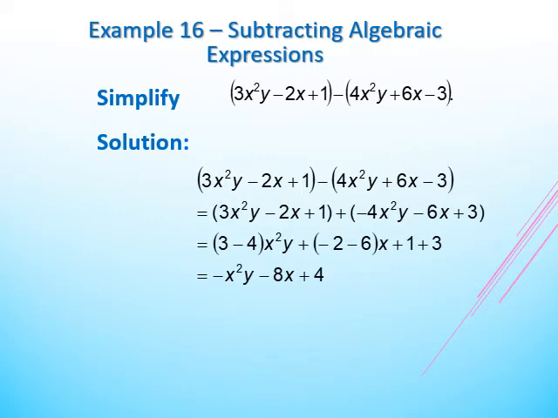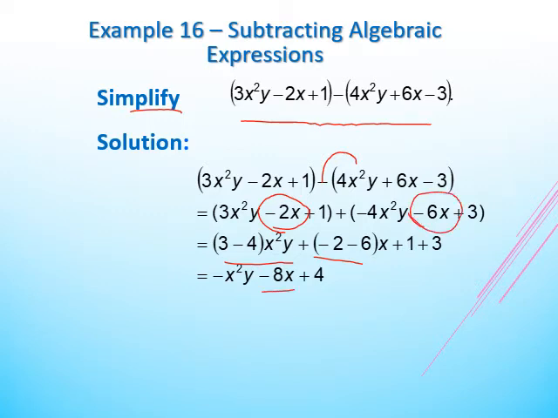Now let's take an example of subtracting algebraic expressions. Simplify this value. To simplify it, we will distribute the negative sign onto the second algebraic expression, getting negative 4x squared y minus 6x plus 3. Then we will add the similar terms to each other. So we will add 3x squared y minus 4x squared y, which equals negative x squared y, and we will add negative 2x and negative 6x, and the value will equal negative 8x. And finally add 1 plus 3 and the value is 4.